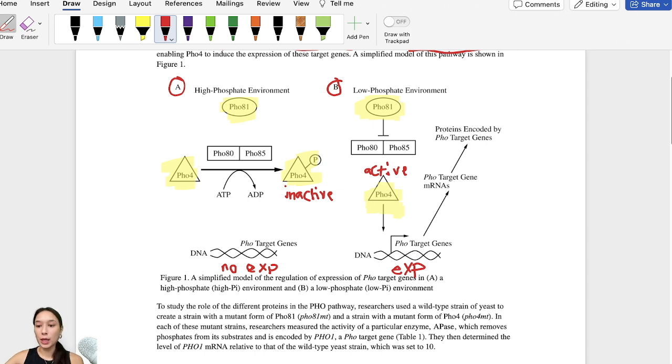Okay, so the one thing that I wanted to point out here that I feel like a lot of students would have struggled with is this portion here, where it's telling you what metric they're using to measure the expression. So ultimately, we're trying to figure out what the effects of mutating FO81 and FO4 is on our FO target gene expression. Okay, so we're going to be mutating what's going on over here, and we're seeing how that affects the expression. Now, they're telling you that the target gene they're studying is known as FO1. Okay, so that's the gene, and it's either going to be not expressed or expressed, depending on our mutant.